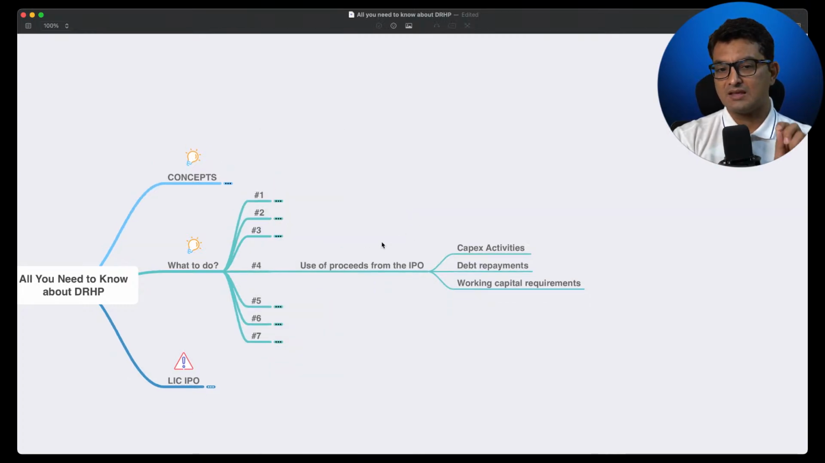The best thing a company can do is capex activity. If they are reinvesting at a higher ROC, that is a great thing to do. Otherwise, they should be repaying some debt, or using it as working capital. These are key things which you should look for, and I will also tell you how to look for them.